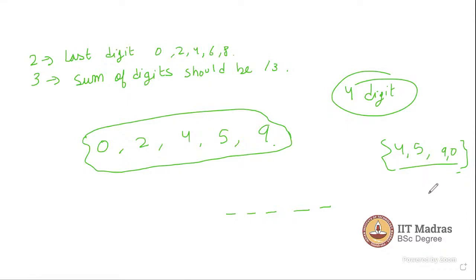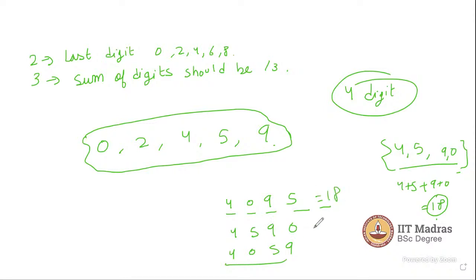How are you extracting this? See, 4 plus 5 is 9, plus 9 plus 0, it's 18. Its sum is divisible by 3, right? So if I arrange these numbers in any way, it will be divisible by 3, because the sum is always 18. Yeah, this is the rule, sir.